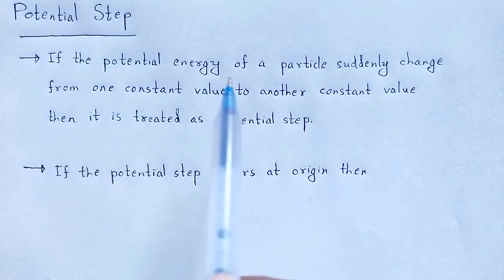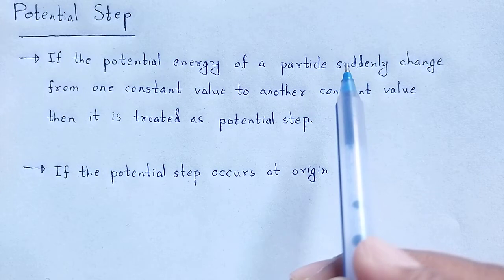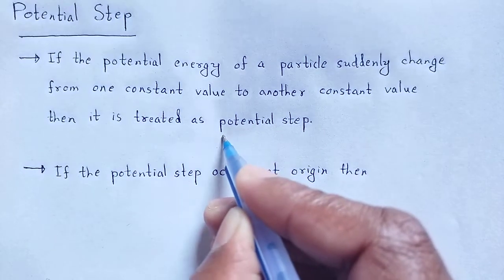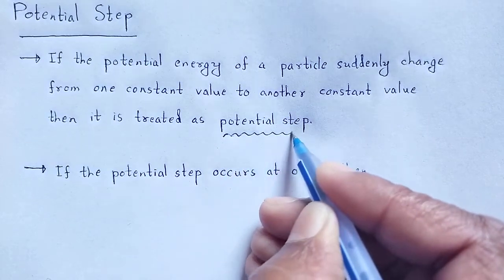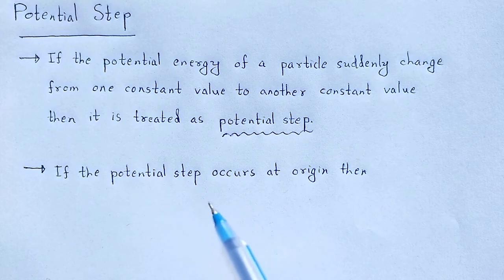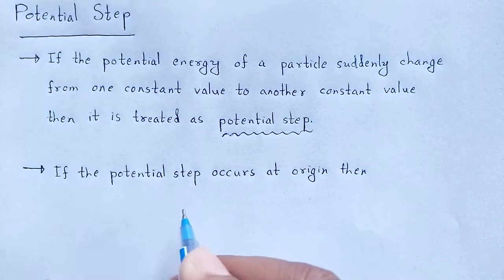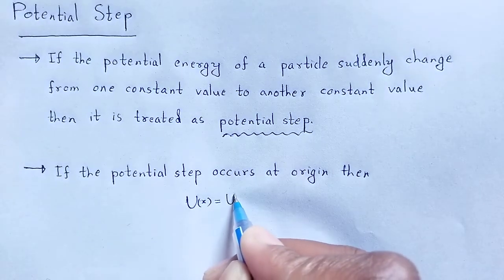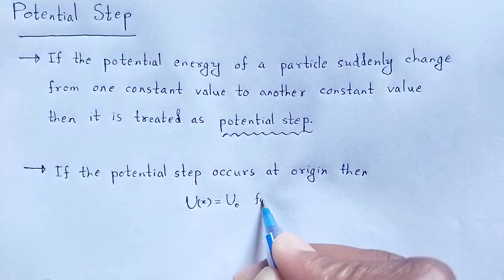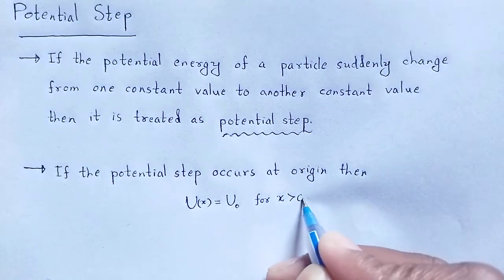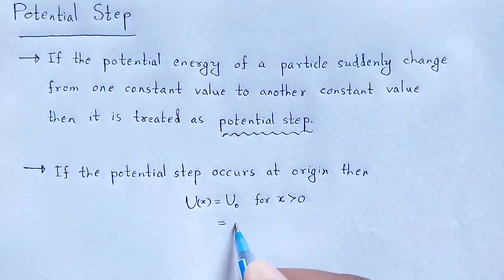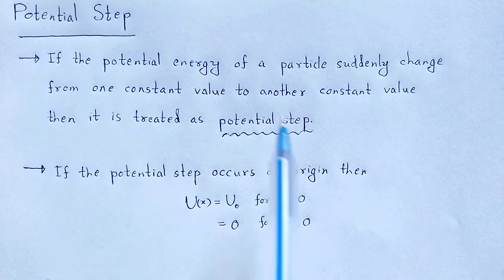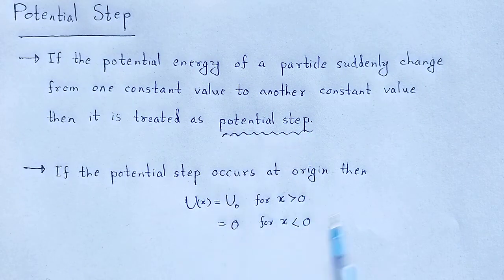If the potential energy of a particle suddenly changes from one constant value to another constant value, then it is treated as a potential step. If the potential step occurs at origin, then the potential U as a function of x will be U naught for the region x greater than 0, and that potential will be 0 for the region x less than 0. Means, what is a potential step at origin?